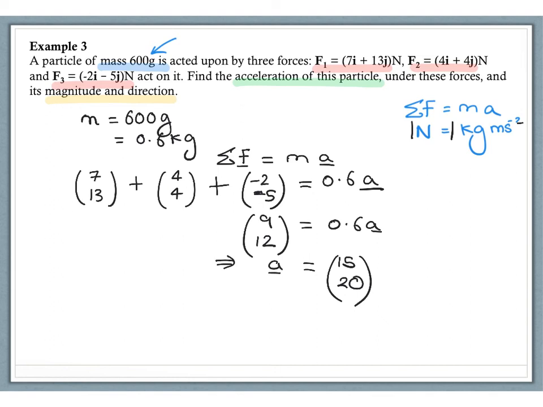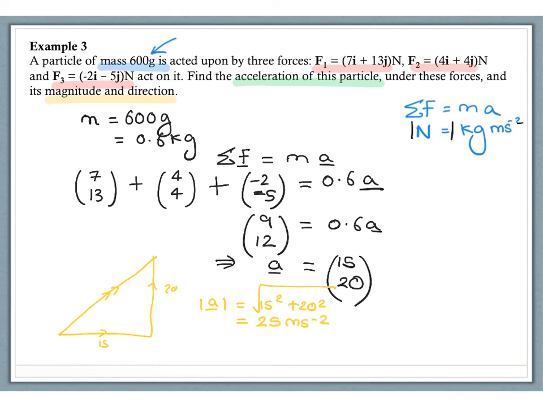Now, to find the magnitude and direction, we need to draw this vector or a sketch of this vector. So that's 15 across, 20 up, not to scale, so our acceleration vector looks like this. So the magnitude of the acceleration, remember the modulus of the vector, can be calculated using Pythagoras' theorem, which comes to a value of 25 meters per second squared.